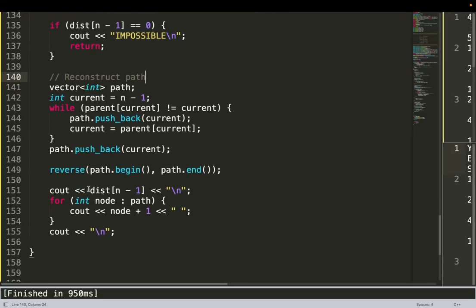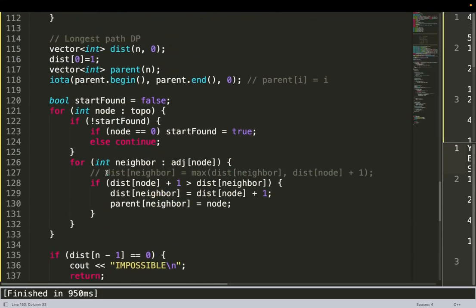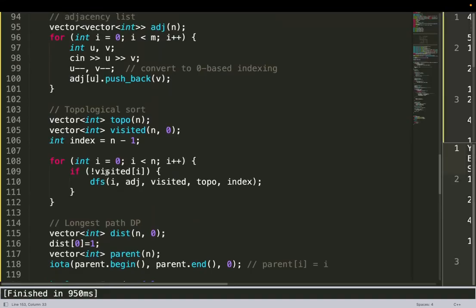Once you're done with this, I'm printing the maximum number of cities from city 0 to city n-1, which is stored in distance of n-1, and then also printing the path. Node plus 1 because I'm converting from 0 to 1 based indexing. So this is how you can solve this problem, a very important problem in context of, if you didn't know, how we actually apply DP with DAG. So this is a very good starting problem for you to begin with.